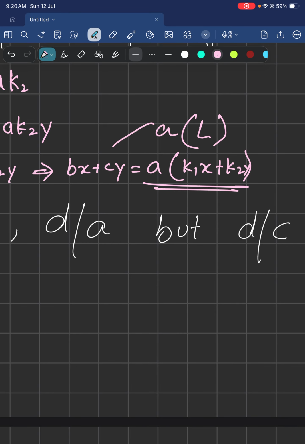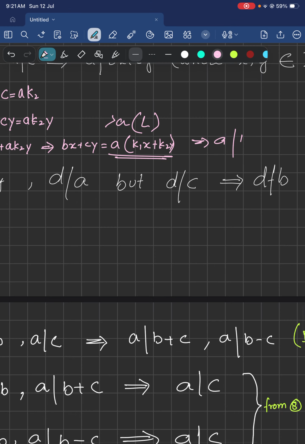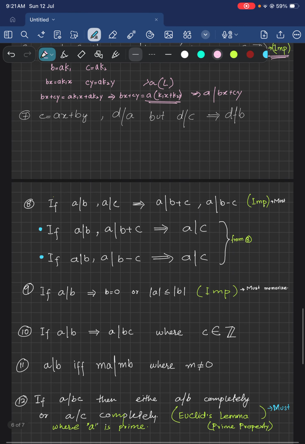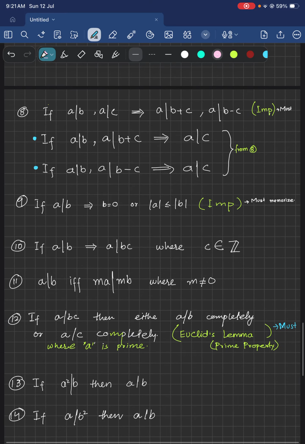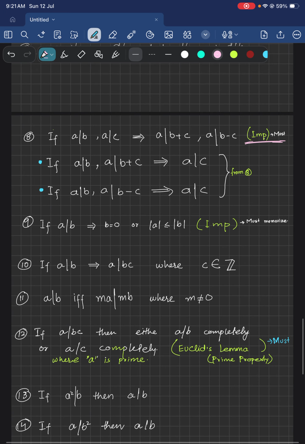So since this number is a multiple of A, that means A divides this number, okay. So we can write it as A divides bx plus cy, which proves our property above. The seventh property is just a converse of this property, and property 8 is if A divides B and A divides C, then A divides their addition and also divides their difference. This is an important property. Again, you have to memorize this, because it is used in questions.